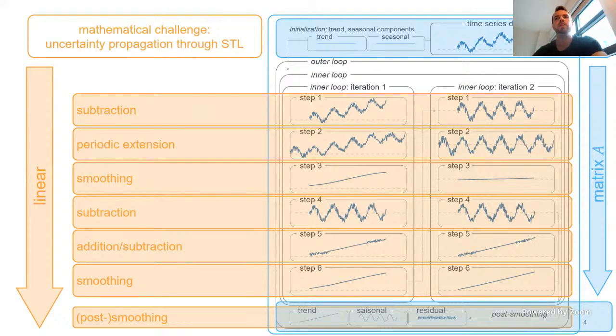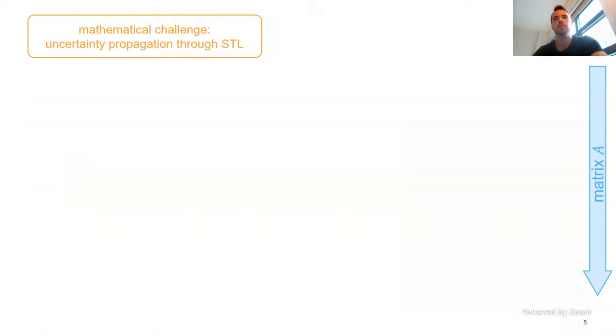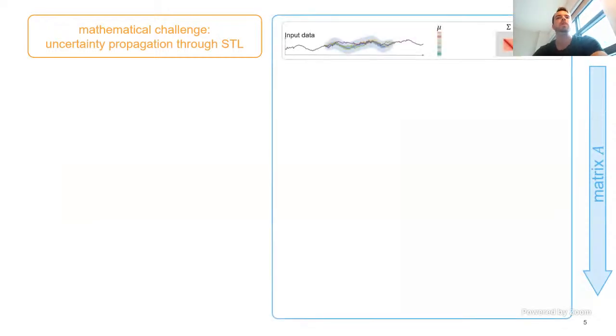And this matrix A can now be used to follow the same procedure for uncertain data, which means if we have some input data which is uncertain, in our case, we assume that it's normally distributed. We have a mean vector mu and the covariance matrix sigma. Then we can use this matrix in the same procedure.